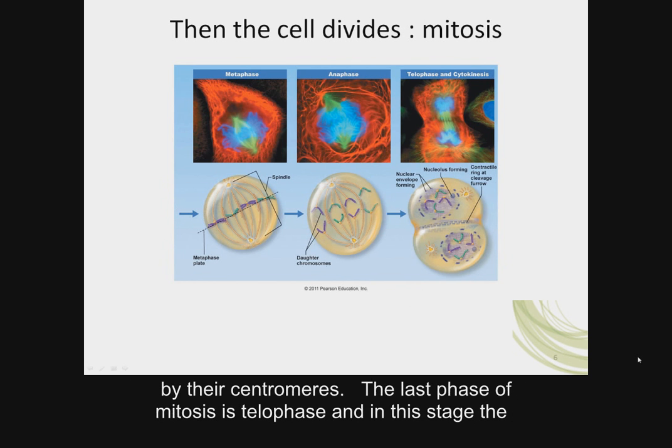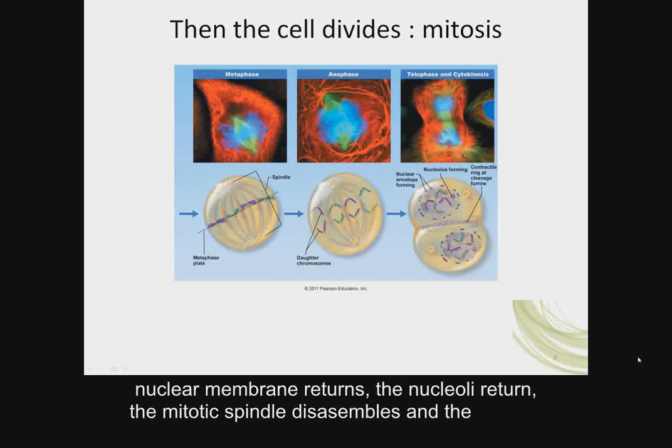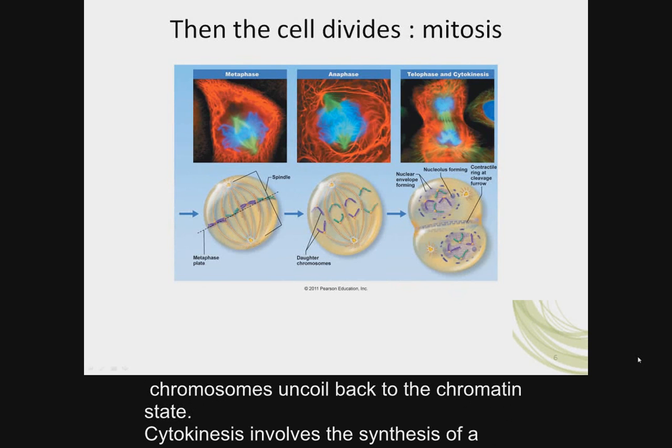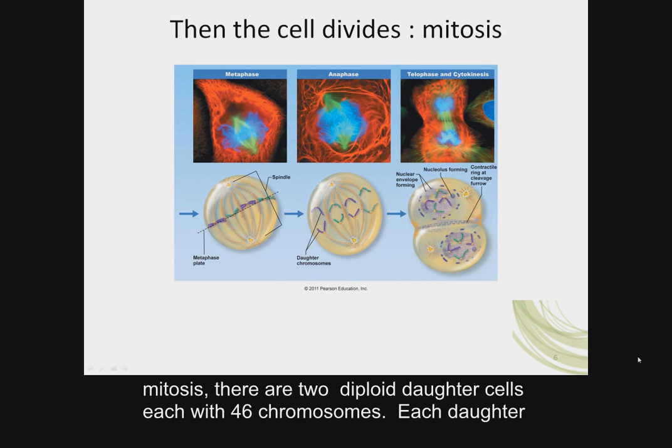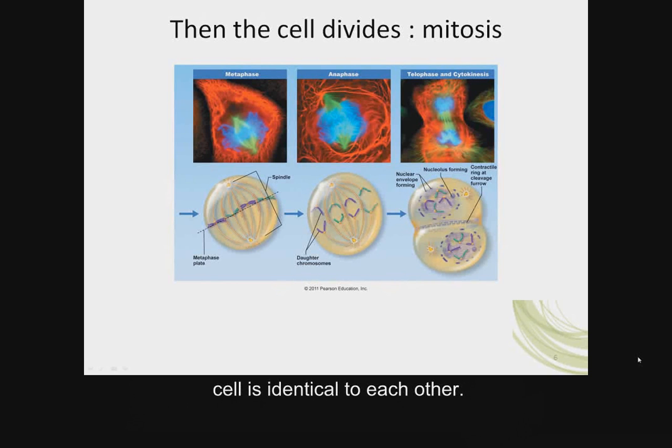The last phase of mitosis is telophase, and in this stage the nuclear membrane returns, the nucleoli return, the mitotic spindle disassembles, and the chromosomes uncoil back to the chromatin state. Cytokinesis involves the synthesis of a cleavage furrow where contractile proteins squeeze the cells apart. At the end of mitosis, there are two diploid daughter cells, each with 46 chromosomes. Each daughter cell is identical to each other.